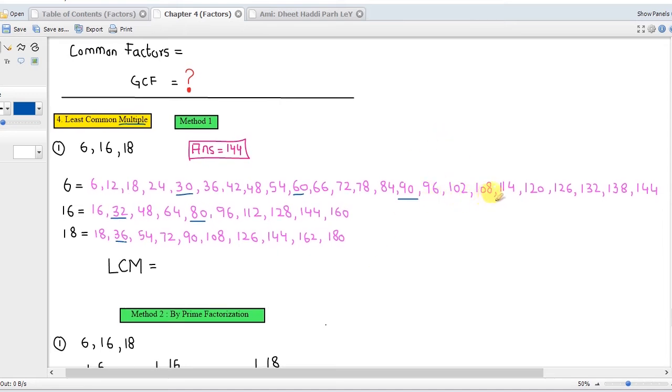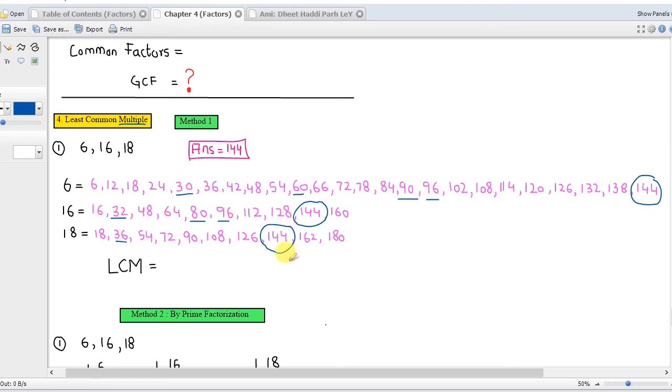Then 96, 102, 108, 114, 120, 126, 132, 138 and 144. Next we have 96. Yes, we do have 96 here, we do have 96 here, but we do not have 96 in 18. So that's why we keep on increasing the numbers. The number that is common in all these three numbers is 144.